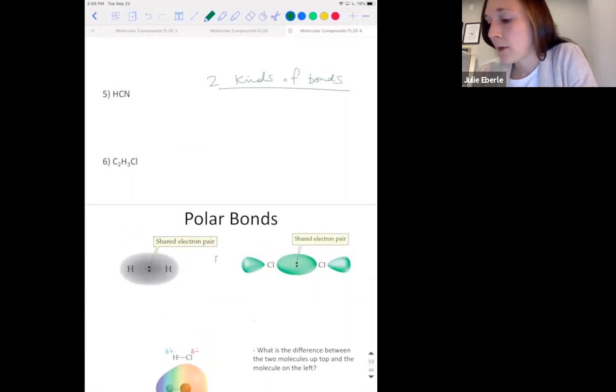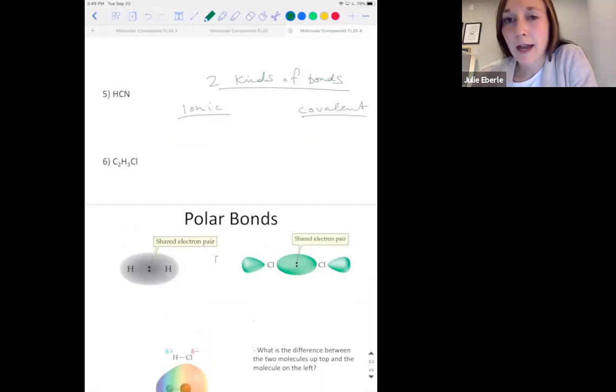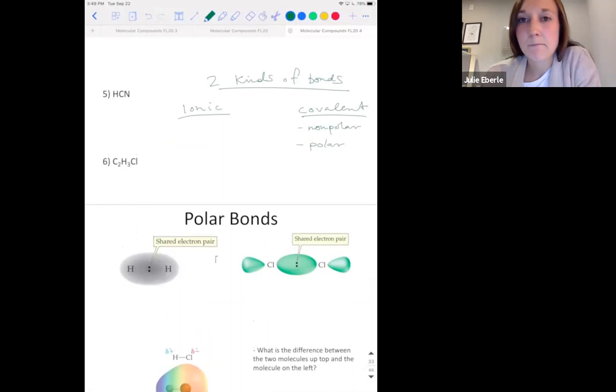Right? We have ionic on one side and we have covalent. All right. Now, ionic, there's only one kind of bond. You have cations and anions. But covalent, you have multiple kinds of bonds. You can have nonpolar covalent. You can have polar covalent. So we're going to look at the difference between the two.